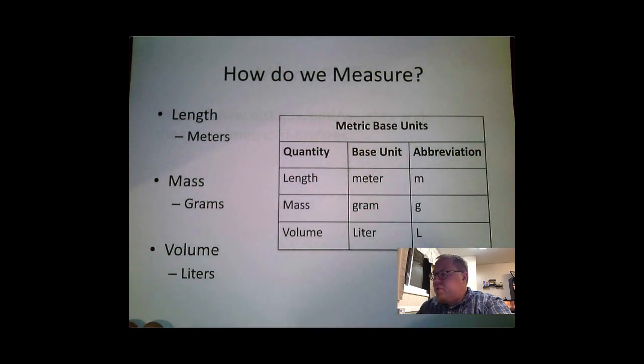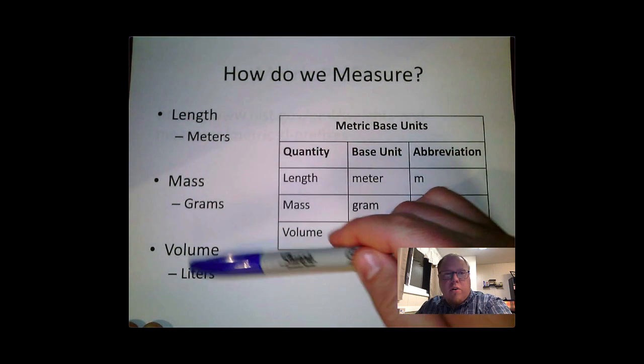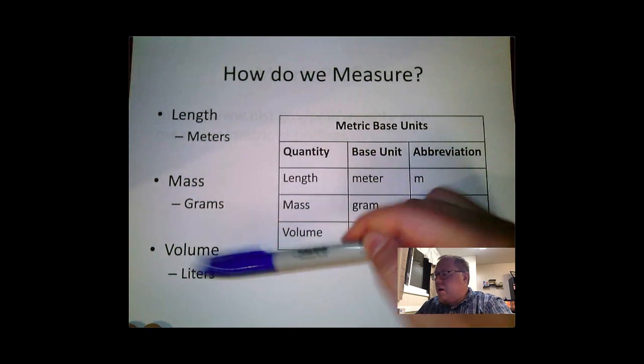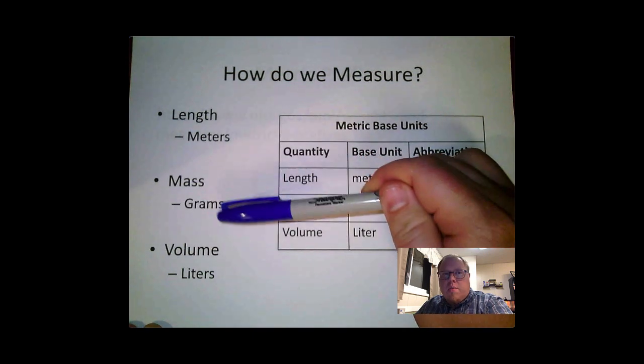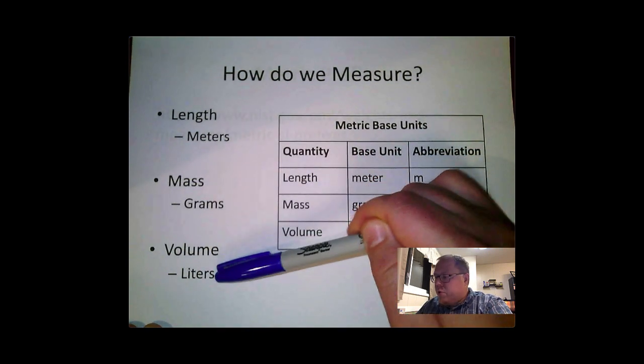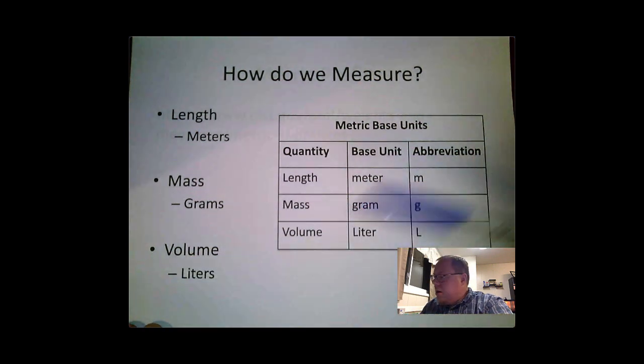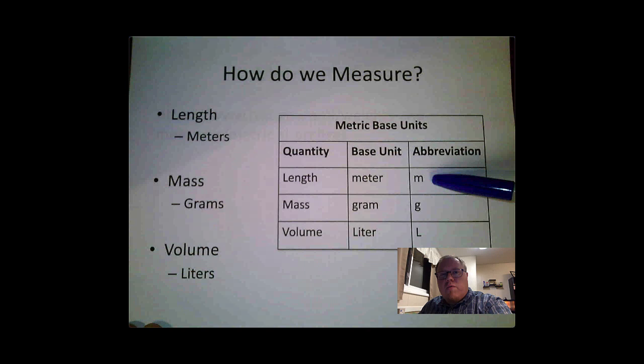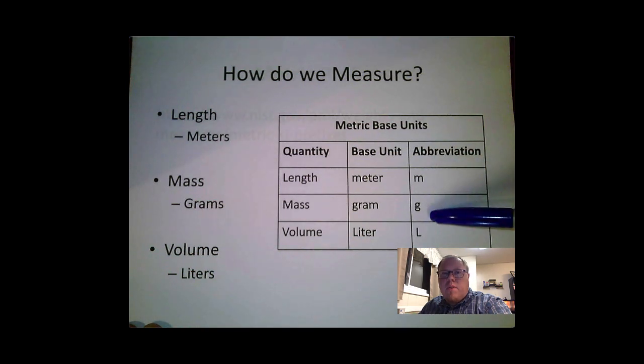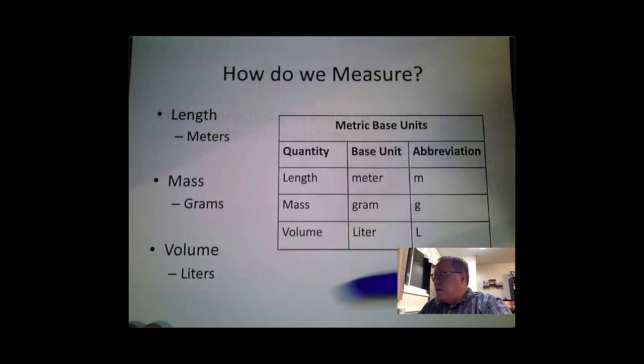First off, in the metric system, length, mass, and volume are the three things we measure the most. Length, we're going to use meters. Mass, we're going to use grams. Volume, we're going to use liters. So these are the base units in the metric system. The abbreviation for meters is lowercase m, for grams is lowercase g, and for liters is a capital L. So these are the base units.